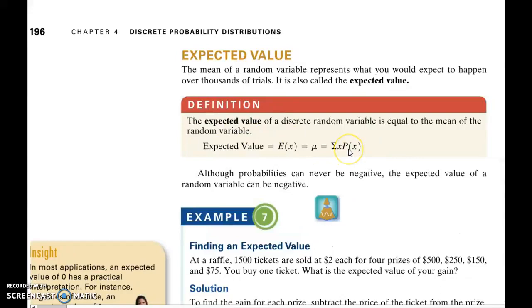This is the exact same formula. The expected value is the mean. Remember, mean is a measure of the center of the data. It's in the middle. It's what we kind of expect to happen, or what we anticipate to happen. So expected value and the mean of a discrete random variable have the same formula and are the same exact calculation.